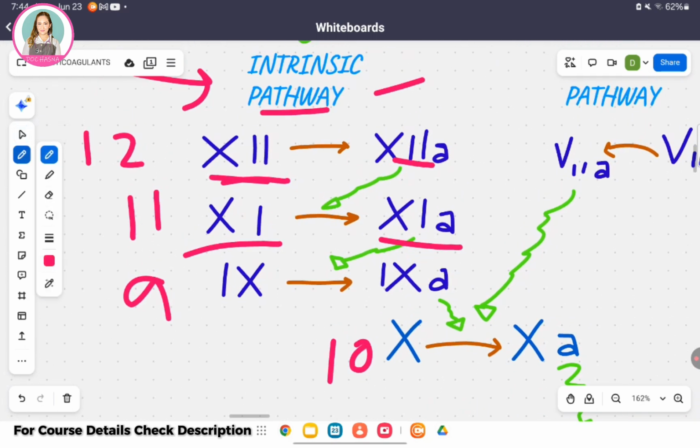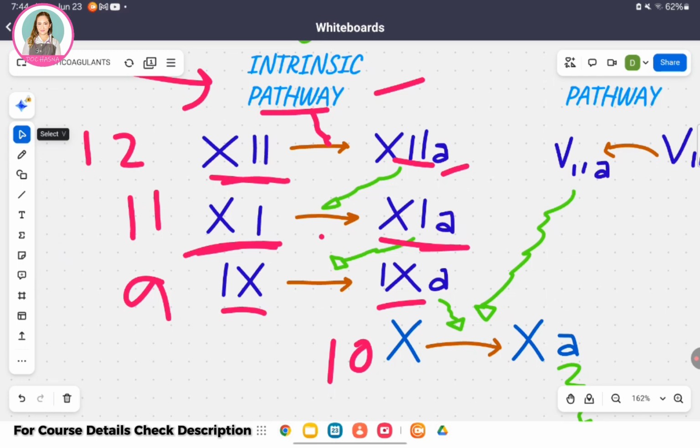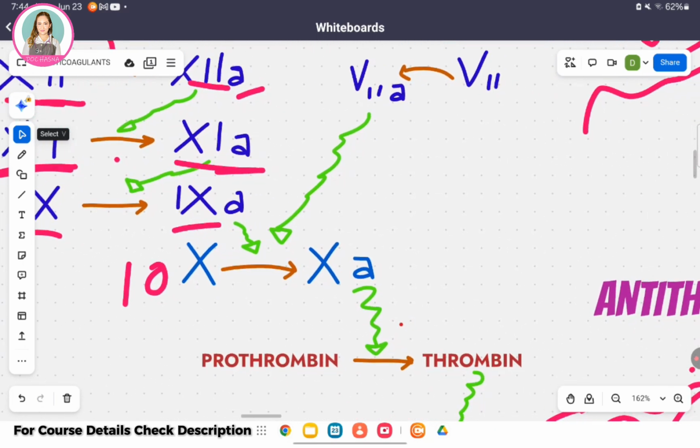Now, 12 gets activated due to the vessel wall breakage. In turn, the activated form, 12A, activates the reaction of 11 turning into activated 11. Then that activates factor 9 to become factor 9A. All of this results in the most important factor, factor number 10, bruh.